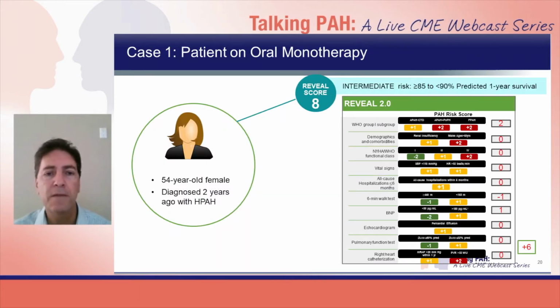In this case, this woman has a score that we add to because she has the wrong subgroup, if you will. She gets 2 points. She gets a point taken away because her 6-minute walk test isn't that bad, but she adds a point back for BNP. So she has a total score of 8 because her baseline is 6 plus the 2 that's added on. Everybody gets a 6 to start, and you either take away or you add. So her score is 8, which puts her in the intermediate category.